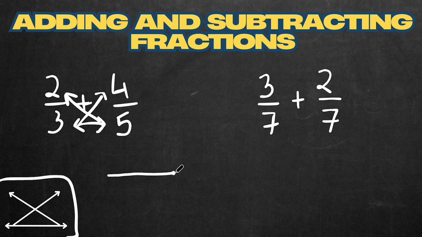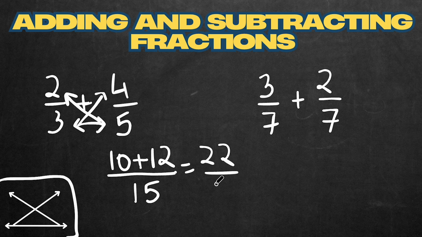So 3 times 5 will be 15. Okay, now I will multiply this 3 with this 4. So 3 times 4 will be 12, plus 5 times 2 will be 10. So my final answer will be 22 over 15. This is a foolproof method.